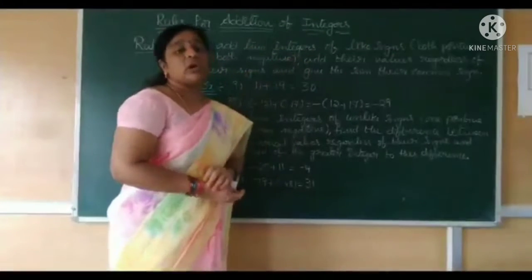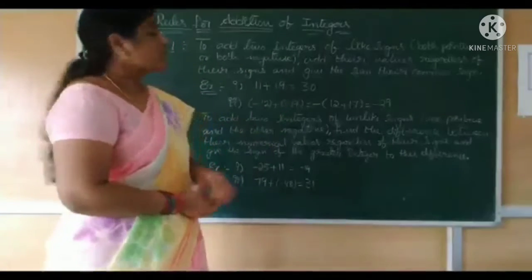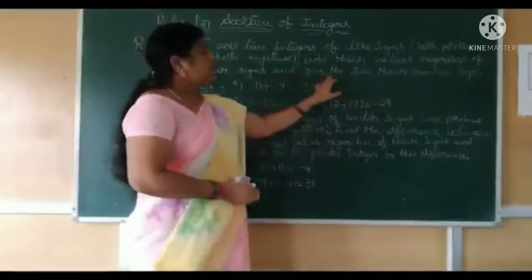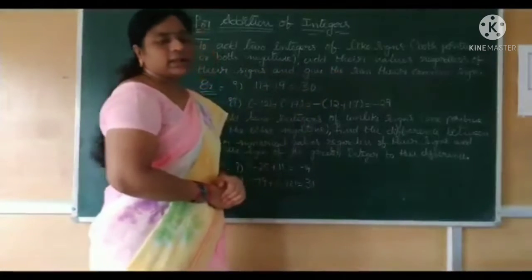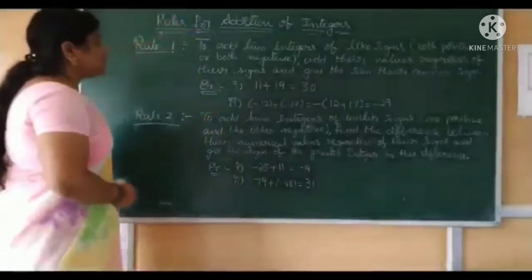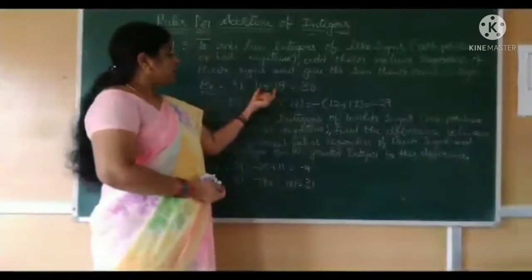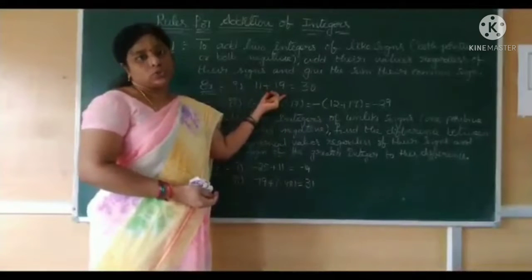add their values regardless of their signs and give the sum their common sign. See here, first example: 11 plus 19. Here 11 and 19 both are positive integers.